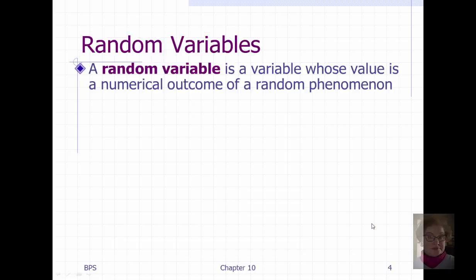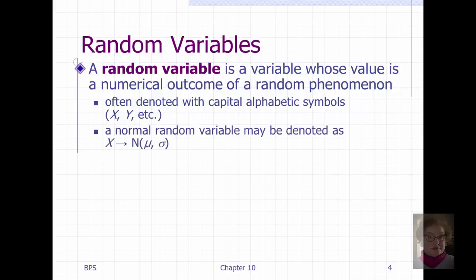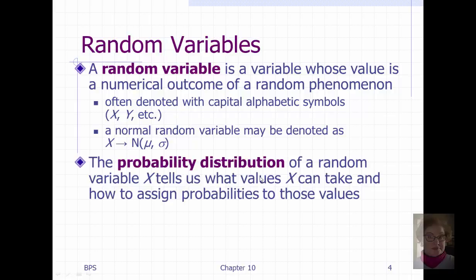So what's a random variable? A random variable is a variable that describes the numerical, and this is important, numerical outcome of a random phenomenon. Most of the time we talk about them with capital letters from the end of the alphabet. A normal random variable is going to be written with a capital N, meaning it's normal, and then in parentheses the first number will be the mean and the second number will be the standard deviation. We use the symbols for the parameters because we are assuming this about the population, not the sample. And then the probability distribution tells us what values that variable can take and how often they will take them.